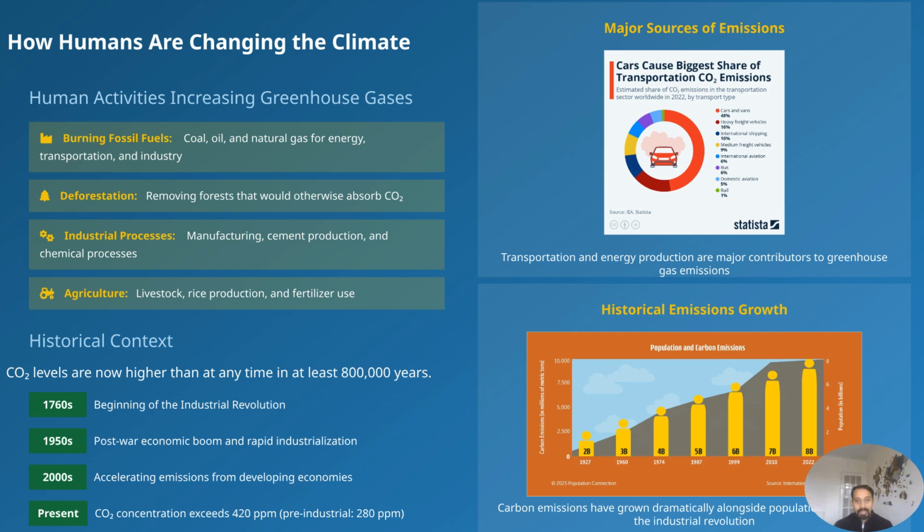How can humans impact climate change? Human activities, mainly burning fossil fuels, deforestation, and industrial processes, are increasing greenhouse gas concentrations. CO2 levels in the atmosphere are now higher than at any time in at least 800,000 years. The Industrial Revolution marked the turning point in human impact on climate change. As you can see, these are the human impacts, and lots of human activities are affecting overall Earth's climate.